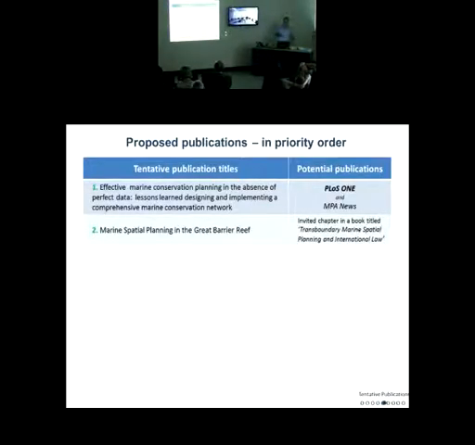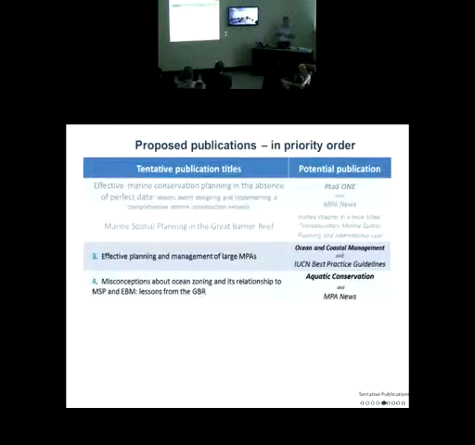I'd like to aim for something like +1 for that, but equally I think it's important that with all these papers, I also aim to get a second version or a simple version into something like MPA News. It's the managers around the world who need to understand these sorts of outcomes. The second publication, as I mentioned earlier, is that I've been invited to put a chapter in a book. The book is entitled Transboundary Marine Spatial Planning in International Law. So my chapter will be on marine spatial planning in the Great Barrier Reef. In terms of my third and fourth publications, I think one called Effective Planning and Management of Large MPAs is an important one.